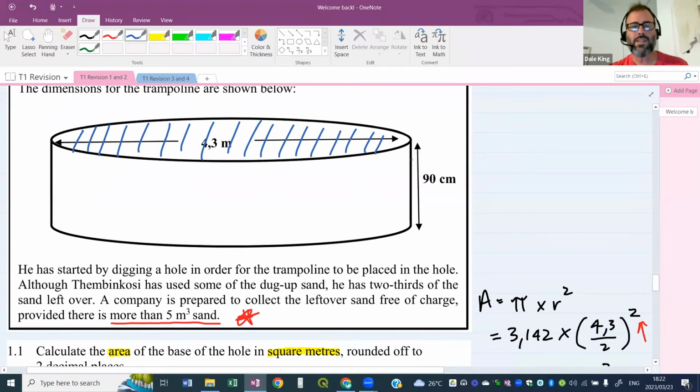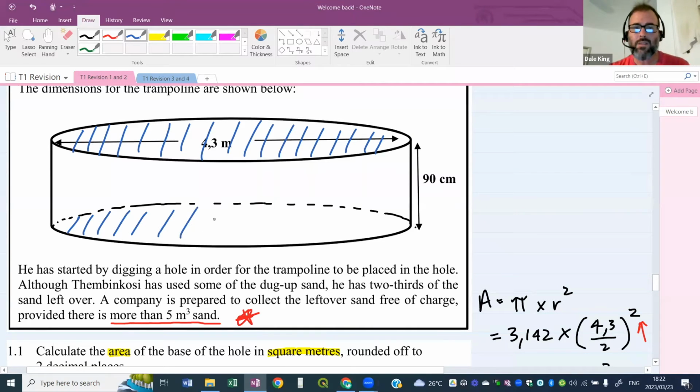When they say base, that area can be on the top or the bottom of the shape. So there's actually, I'll try and draw it, another circle at the bottom here. That circle area could be at the bottom as well. It doesn't have to be at the bottom. They can put it on the top or the bottom. It's the same thing.